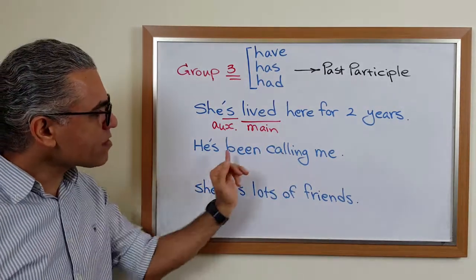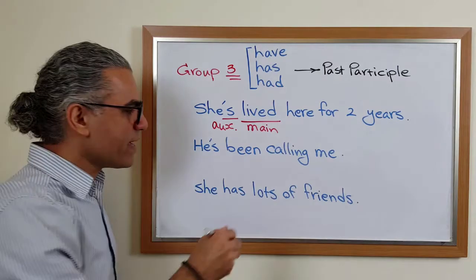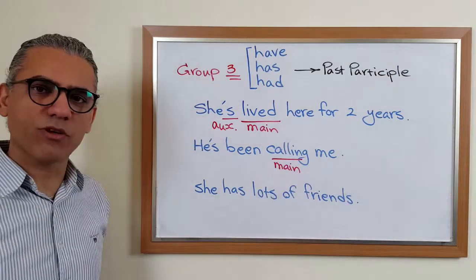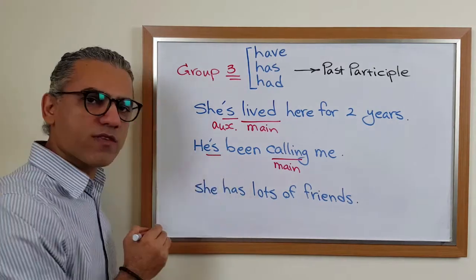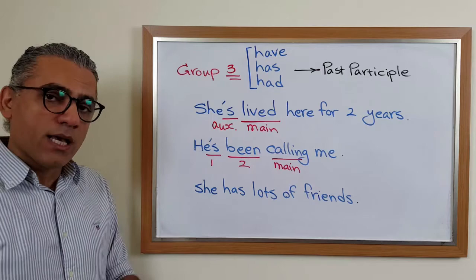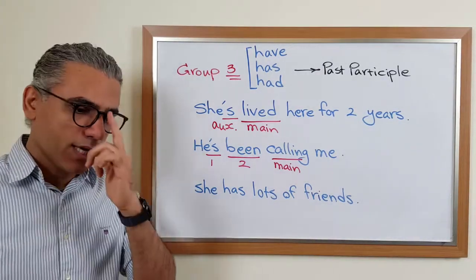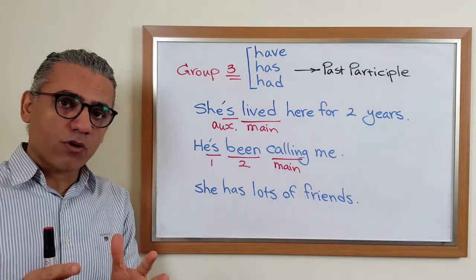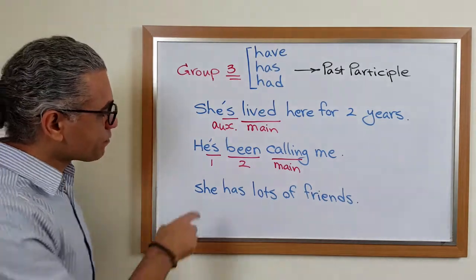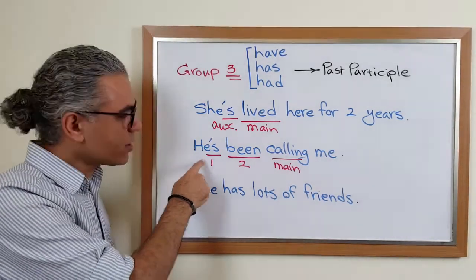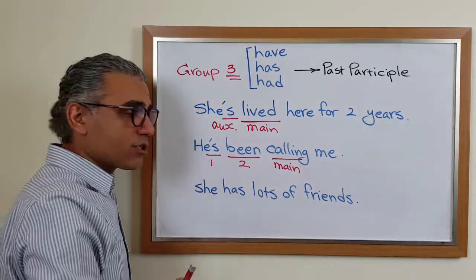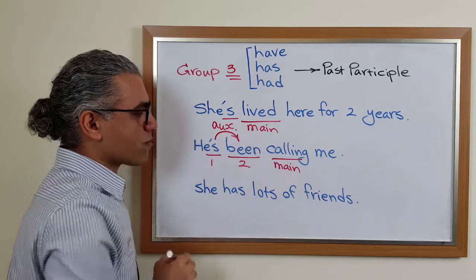Look at this. He's been calling me. What is the main verb? The main verb is calling. Now, how many auxiliary verbs do we have? We have two auxiliary verbs. Again, the form of every verb is determined by the type of verb before it. This is has because this is in present perfect continuous. This determines the form of this one.